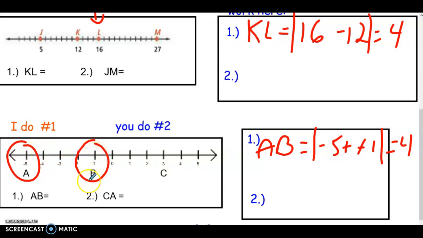All right, you're going to take a minute and find the distance from C to A and put your answer in there. Okay, so remember at this point, when you find your answer to CA, you are going to check that answer with one of your partners at your table.